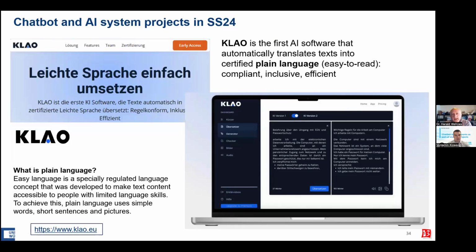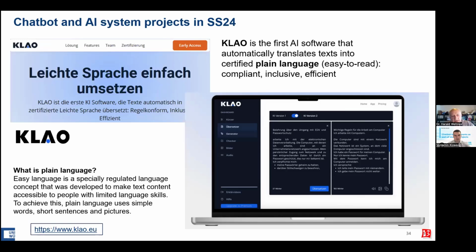Next AI application, so-called CLAO. CLAO is the first AI software that automatically translates text into a certified plain language, easy to read language. Yeah, same information, but it's easy to read. Here on the left-hand side, we have the definition. What is plain language?